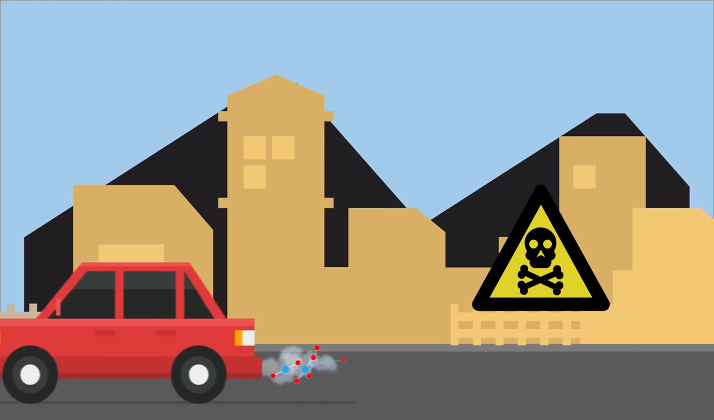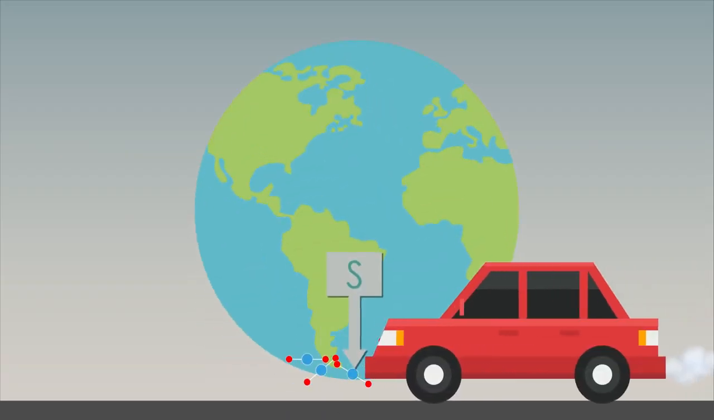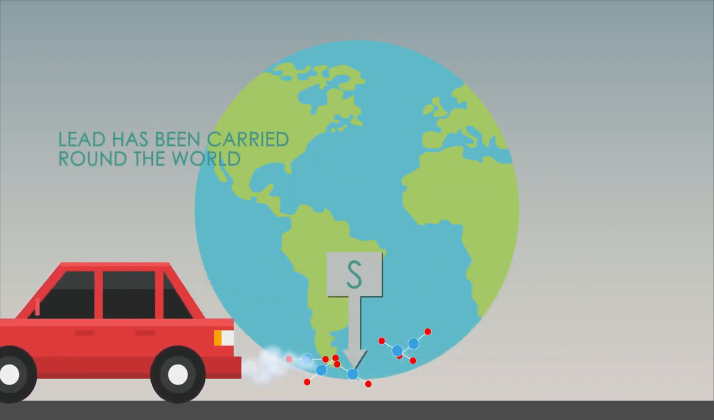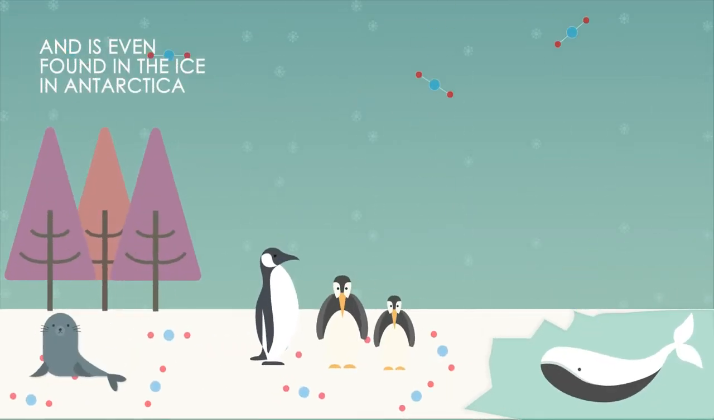It has taken us until this 21st century to get rid of all the lead in petrol globally. But for 80 years, lead from car exhausts has been carried around the world and is even found in the ice in Antarctica. So let's finish with a simpler example.